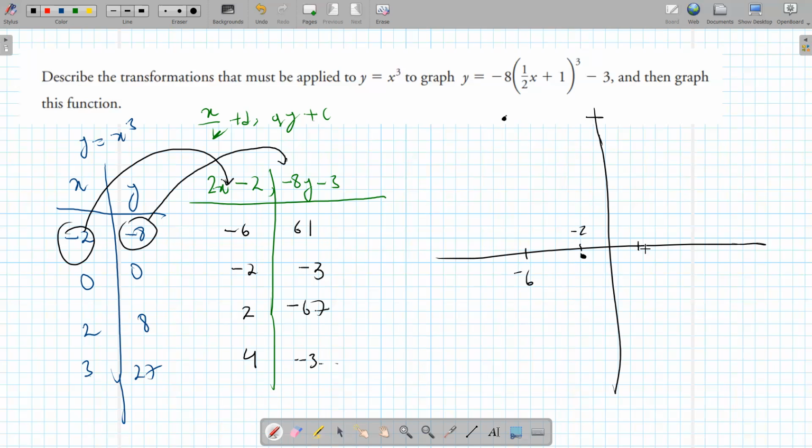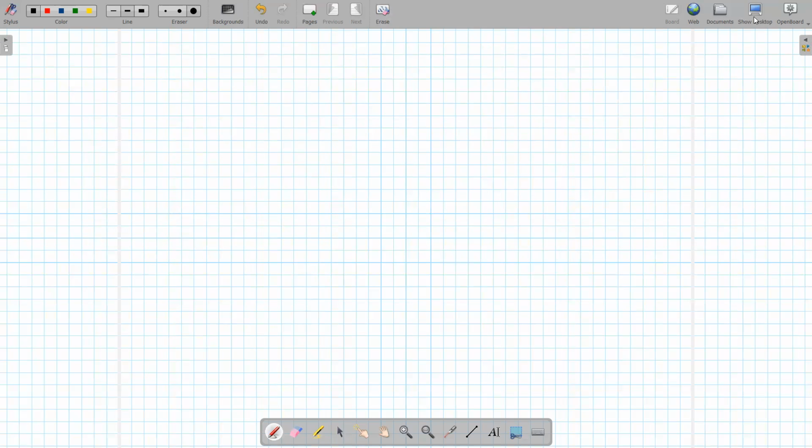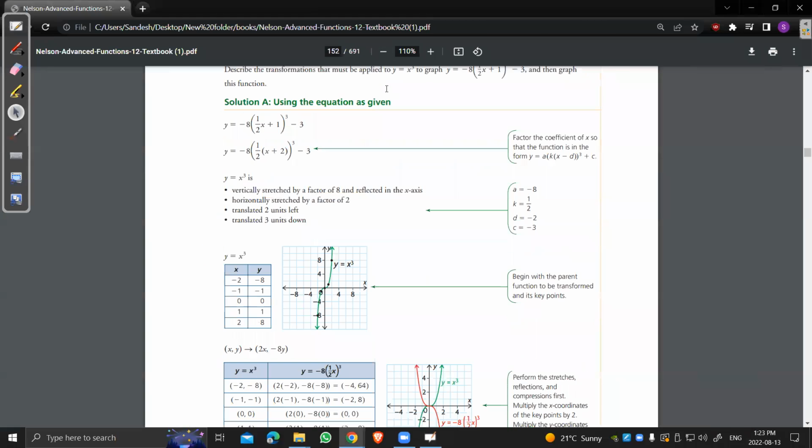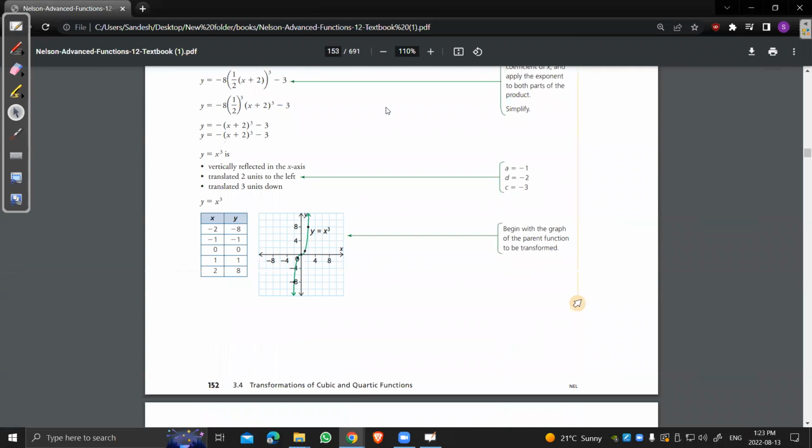2 and -67. 2 is going to be there. -67 is going to be all the way down there. And then 4 and 300. So 4 and 300 something is going to be right there. And there we go, there is our sketch. You just kind of join the dots. All right, so there's how you can graph these kinds of functions.